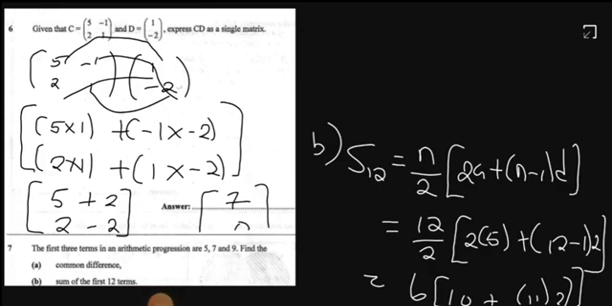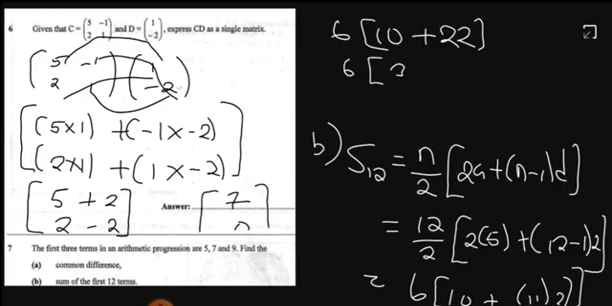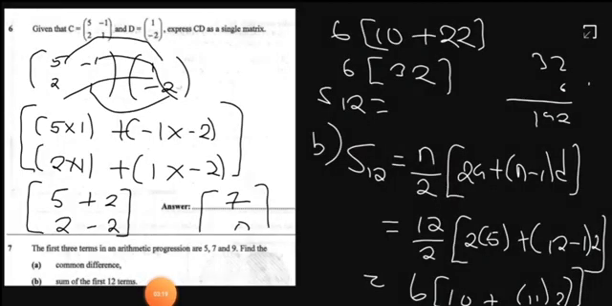Therefore, we are having 6, open brackets, 10, 2 times 11, that is 22. So having 6, 10 plus 22, that's actually 32. And the sum of 12 terms is going to give us 192 as a sum.